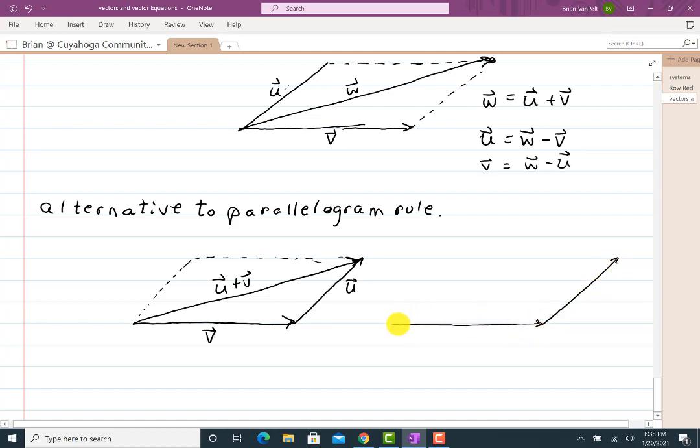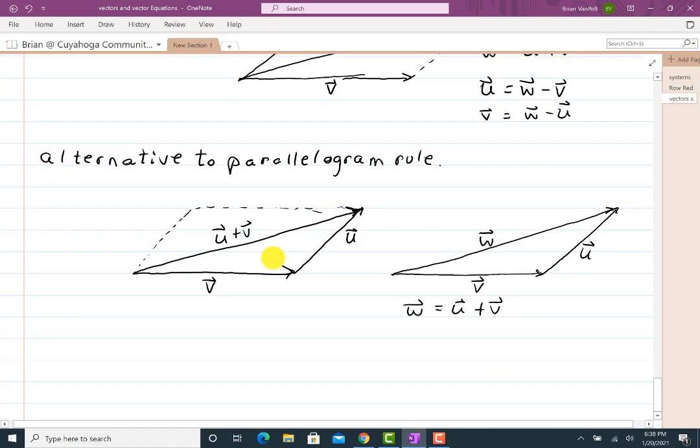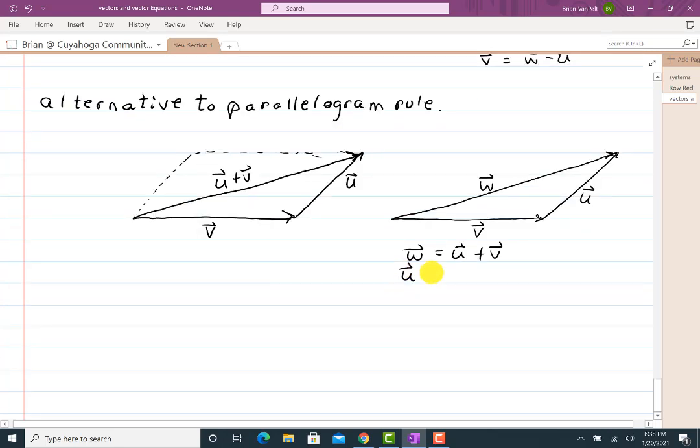So all you do to get one for subtraction is, instead of calling this diagonal u plus v, we'll just call it w. This was v, and this was u. We know that w equals u plus v, and same deal as before. u equals w minus v. Let's take a look at it. So this u right here equals w minus v. It's a little more convenient when it's like this. So u is the third side of a triangle, if you will.